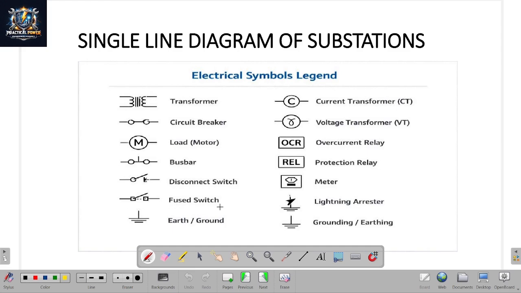This is the symbol for the fuse switch. This is the symbol for earth or ground. This is the symbol for current transformer, and this is also the symbol for voltage transformer. This is the symbol for overcurrent relay. This is the symbol for protection relay, this is the symbol of meter, and this is the symbol of lightning arrestor. And finally this is the representation of earthing or grounding of the system.